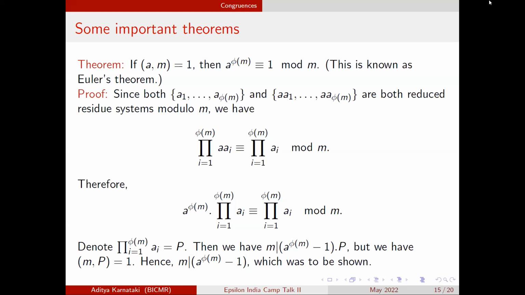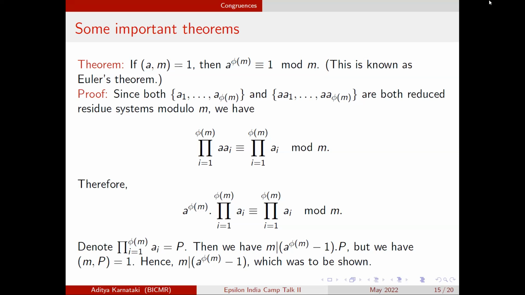Each of the terms on the left-hand side has an A, right? There are phi of M of them, so that will give you an A to the phi of M. I'm just taking it aside, and then you have the product of the a_i's that remains. On the right-hand side, I'm not doing anything. That's the same product.